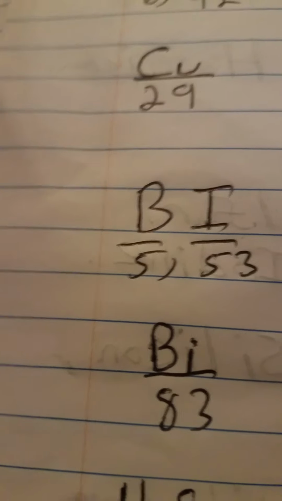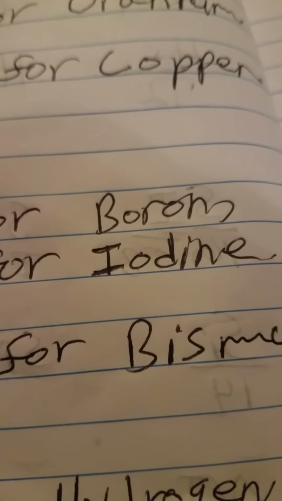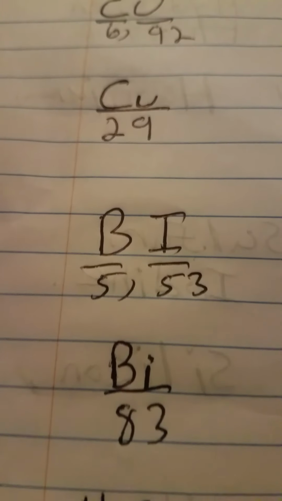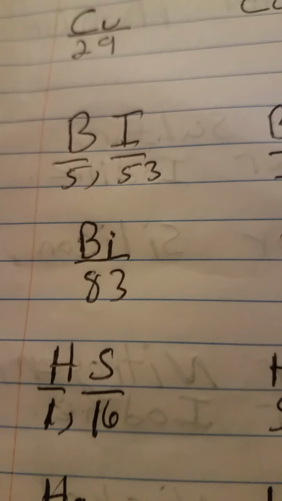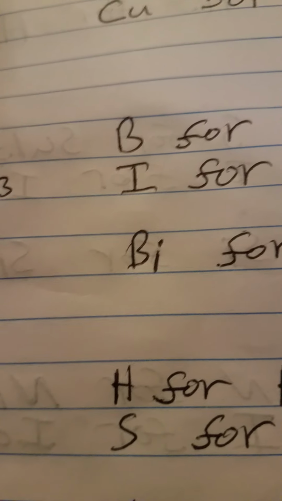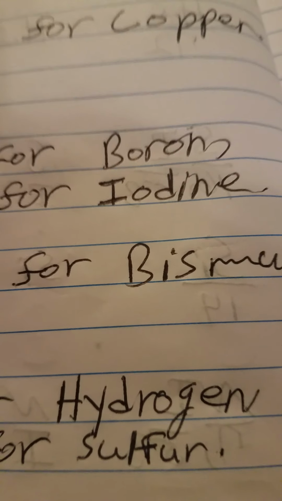Copper is spelled capital C-O-P-P-E-R. Okay, if you take a capital B for boron, which is spelled B-O-R-O-N, and a capital I for iodine, you know that 5 is the atomic number of boron and 53 is the atomic number of iodine. But if you take the capital B and put it down here, and make the capital I a small i, you get another atomic number, 83, and another chemical symbol, capital B-I, which is bismuth.